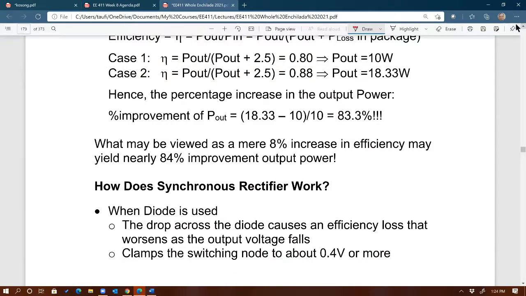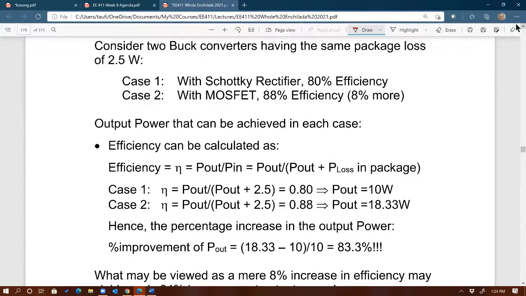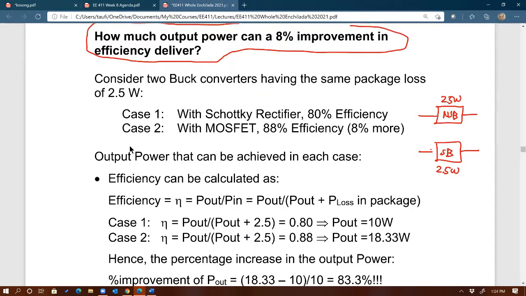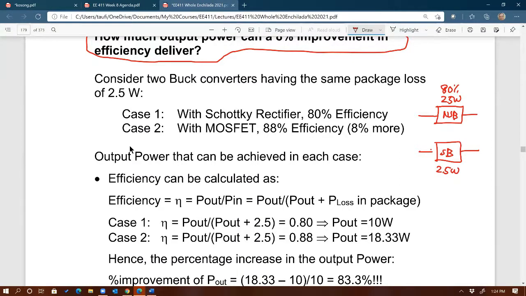Let's use this example. Consider two buck converters having the same package loss of 2.5 watts, right? So now I'm limiting the power dissipated in this converter. Here's the non-synchronous buck and here's the synchronous buck, and both of them have the same package loss, 2.5 watts. For case number one, 80% efficiency, and case number two is 8% more, so that's 88%.